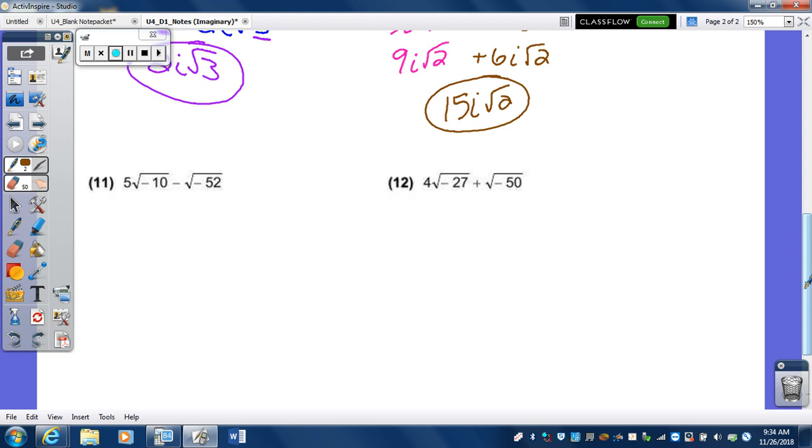All right, we got 2 more. So for 11, is there a perfect square that goes into 10? No, so I don't actually need that last one there. Just going to be -1 and 10, because there is no perfect square that goes into it. So that gives me 5I radical 10.